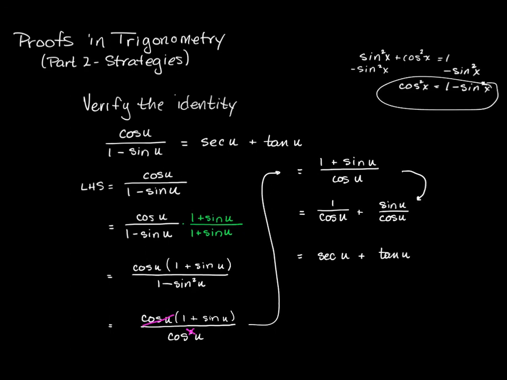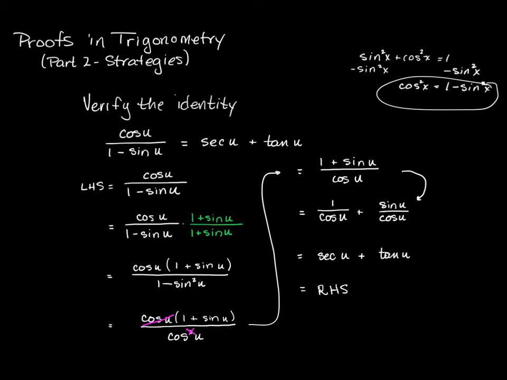I started with my left-hand side, cosine of u over 1 minus the sine of u, and I've stated in a series of equalities that that first statement was equal to the second, and so on, until it was equal to the secant of u plus the tangent of u. But the secant of u plus the tangent of u is exactly what I have on the right-hand side of my identity. So I'm done.